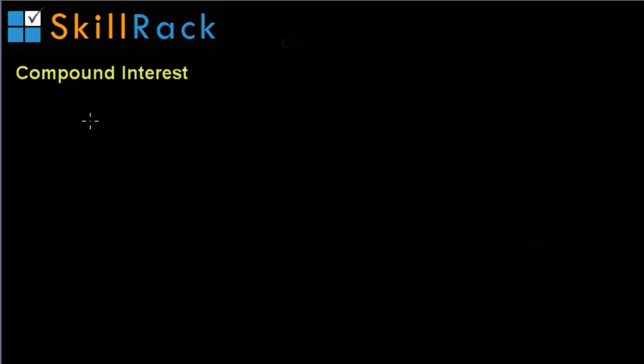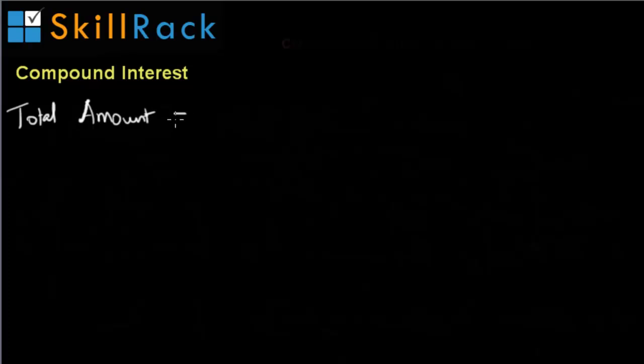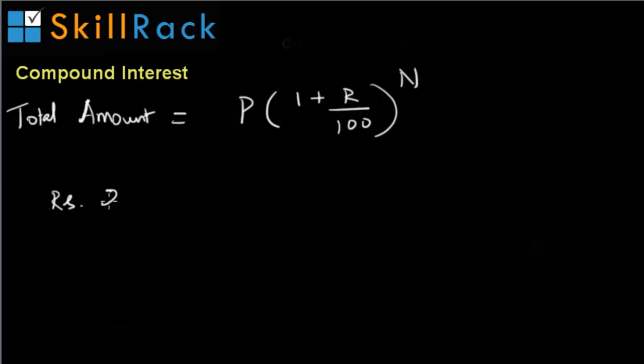The formula to calculate the amount that is maturing, or the initial amount invested plus all the interest year wise, is given as total amount is equal to P into 1 plus R by 100 to the power N, where P is the initial amount invested, R is the rate of interest and N is the number of years.